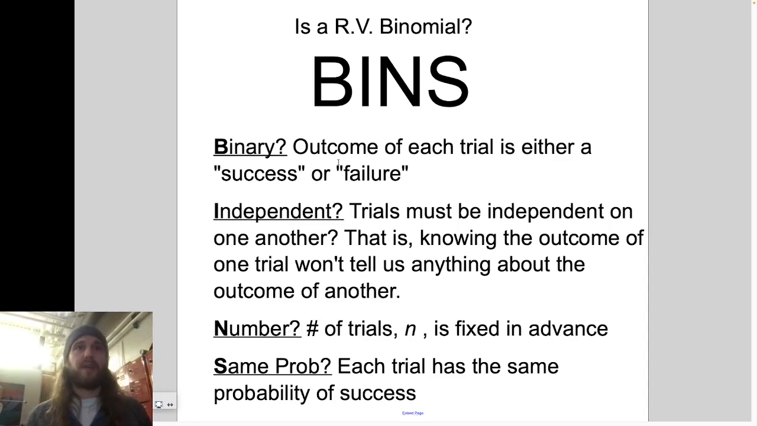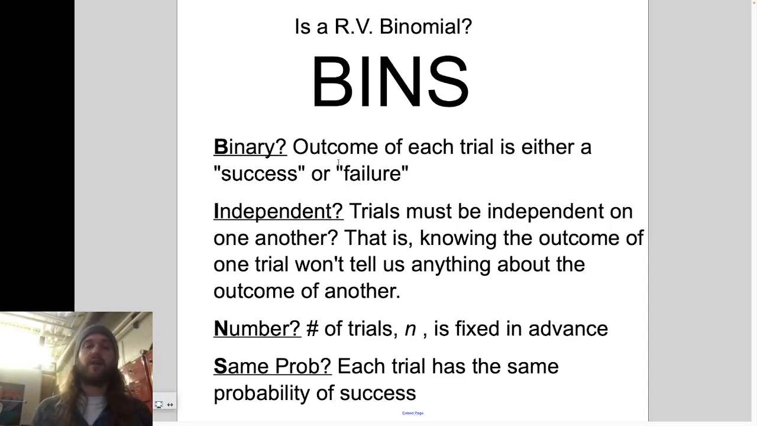And the number. Is there a fixed number of trials in advance? In this case with Darius, yes, there was. We knew that Darius was going to shoot 3 free throws, and that was it. So it is confined to 3. There is a fixed number of trials in our setting. That is a requirement for binomial.